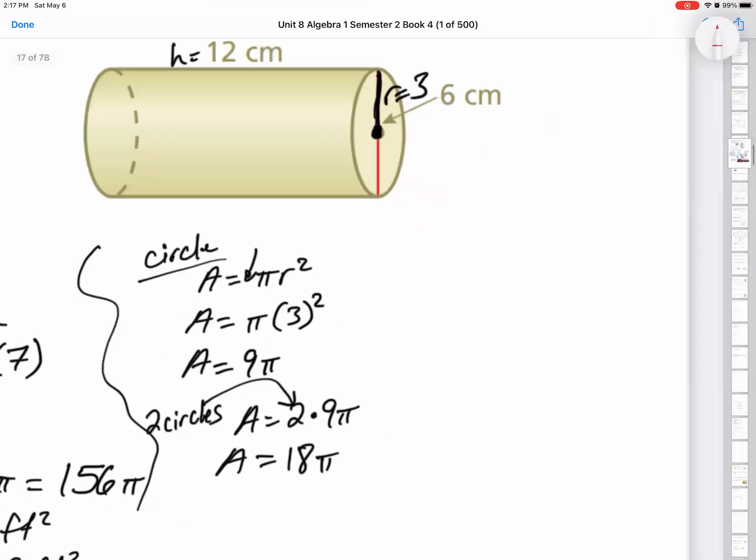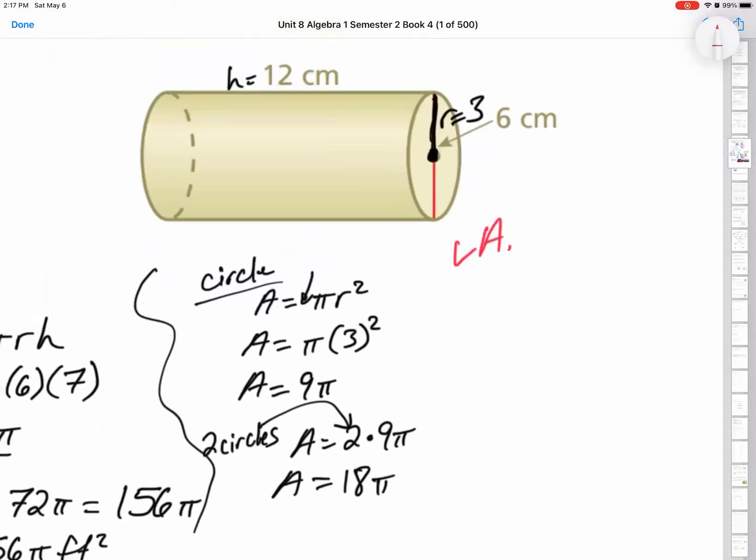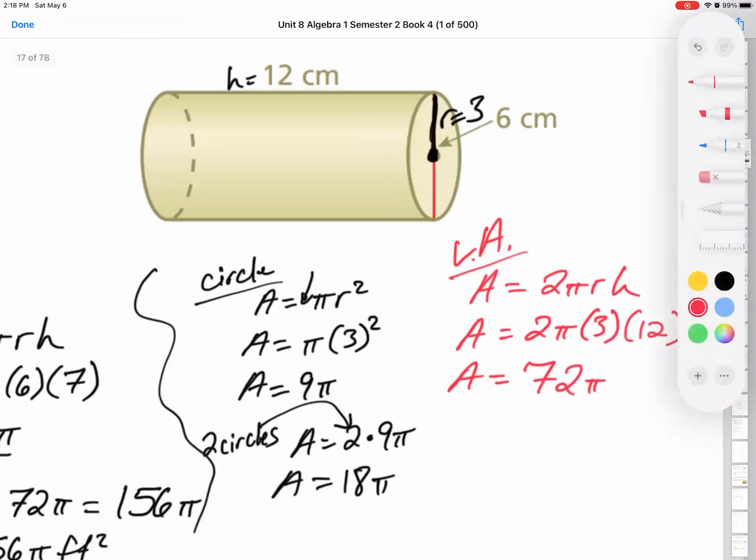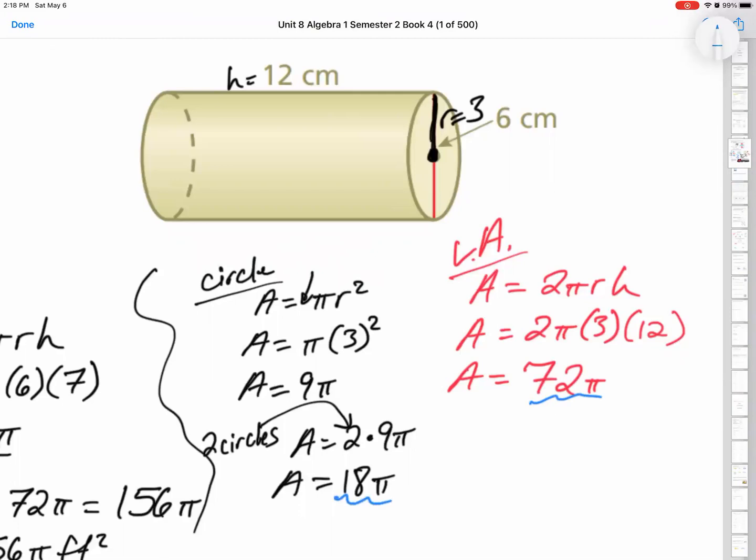All right, next up, we have our lateral area. So for our lateral area, we have area equals 2 pi RH. And so we go ahead and place those values in. So 2 pi times the radius is 3 times the height is 12. And so for our area, we end up with 36 times 2, which is 72 pi. And then we go ahead and combine these two items together. So our surface area is equal to 90 pi on this one. And this would be centimeters squared.